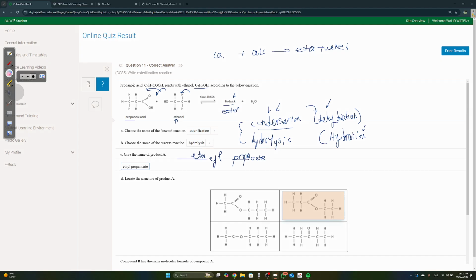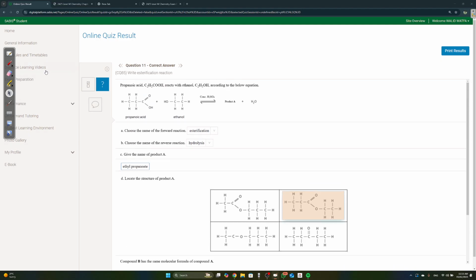Locate the structure of product A. So it's the ester now. They want us to see the structure of the ester. Obviously, it's just going to be these two joined together. It's not that hard. But this H and this OH, they get thrown away to form water, right? Obviously. Okay, so you just join them together. You connect now this O to this C, and it looks like this.